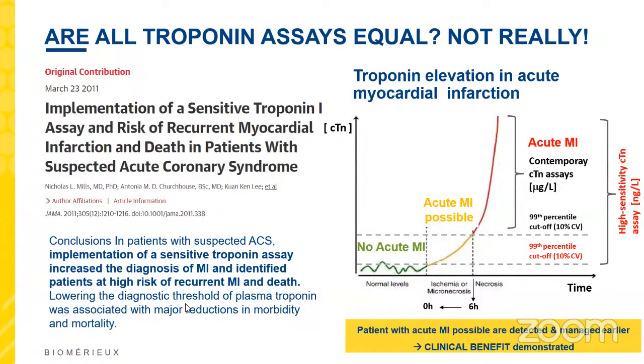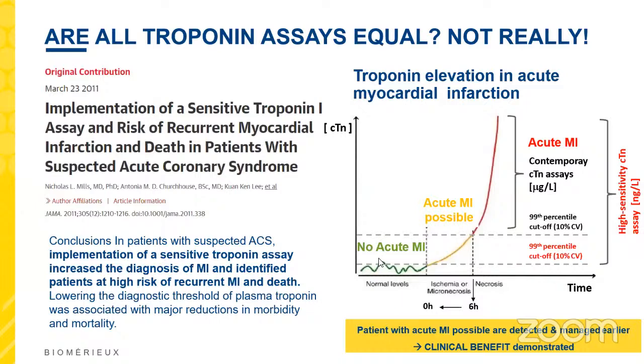So again, lowering the diagnostic threshold of plasma troponin was associated with major reductions in morbidity and mortality. Now, the graph on the right explains it even in better visual detail. This is how troponin behaves, okay? This whole graph that has three colors: green, yellow, and red.